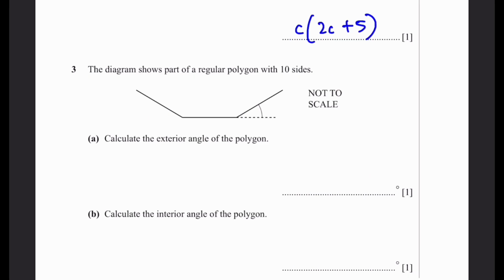Question 3. The diagram shows part of a regular polygon with 10 sides. A. Calculate the exterior angle of the polygon. And B. Calculate the interior angle of the polygon.